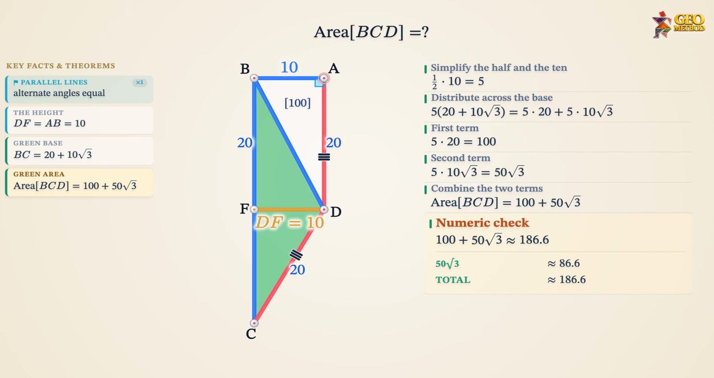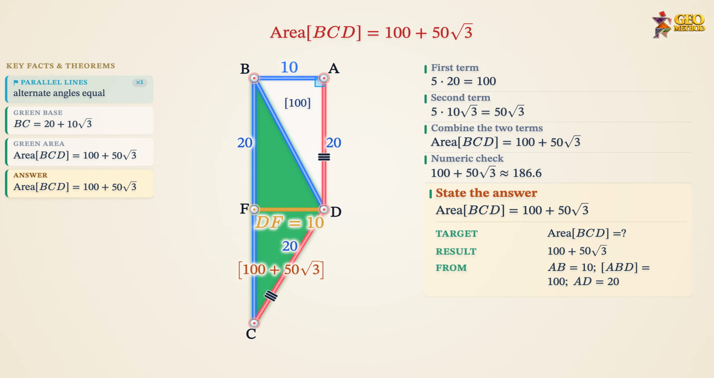As a check, 50 square root of 3 is about 86.6. So the green area is roughly 186.6 square units. That is comfortably larger than the white triangle, exactly as the figure suggests. So the answer is 100 plus 50 square root of 3.